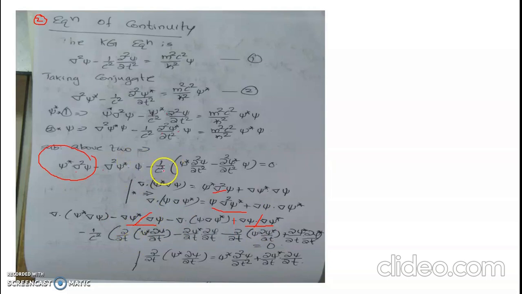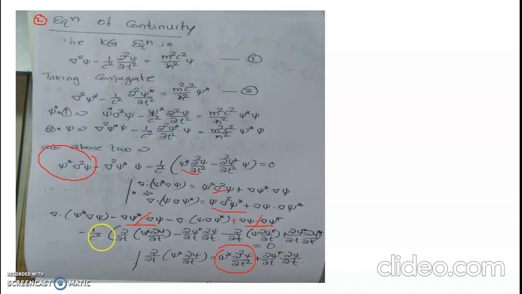And for this one here also we make a substitution. For that you consider dou by dou t of psi star dou psi by dou t equal to first function psi star into derivative of second, dou square psi by dou t square, plus derivative of first, dou by dou t of psi star, which is dou psi star by dou t, into second function dou psi by dou t. So that psi star dou square psi by dou t square, which is to be substituted in this, will be equal to dou by dou t of psi star dou psi by dou t minus dou psi star by dou t into dou psi by dou t.